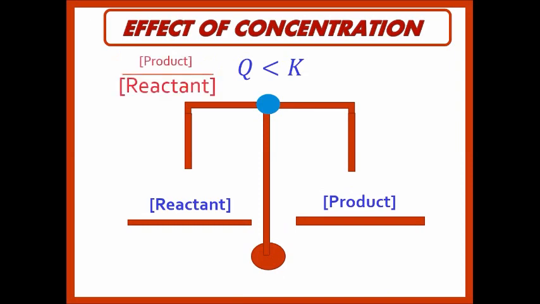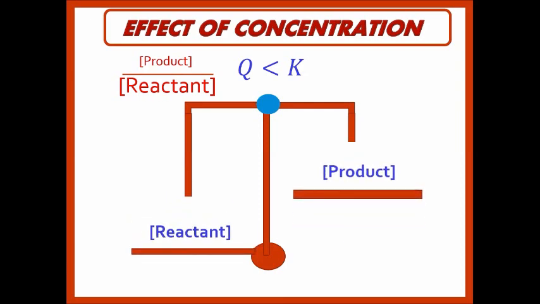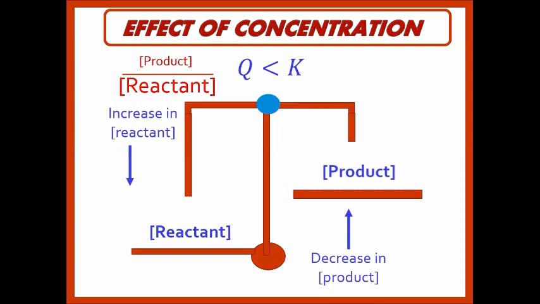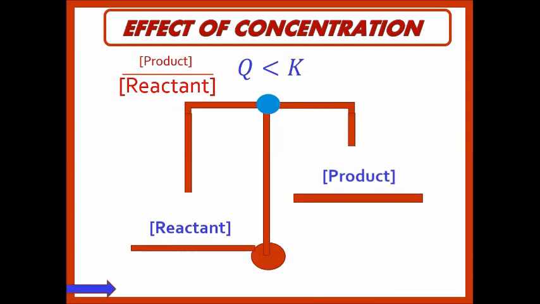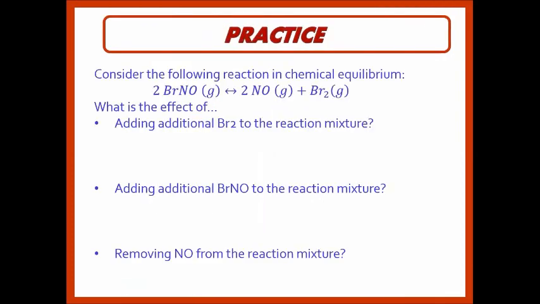Oppositely, if the disturbance causes Q to be less than K, this means that either the reactant concentration was increased or the product concentration was decreased. In order for the system to regain equilibrium and minimize this disturbance, the reaction must shift to the right in order to increase product and decrease reactant to their equilibrium concentrations. So let's try an example.